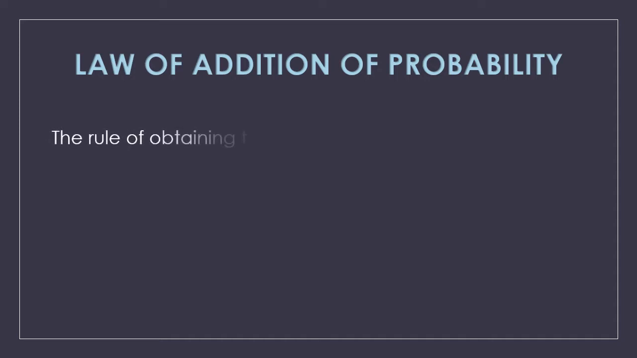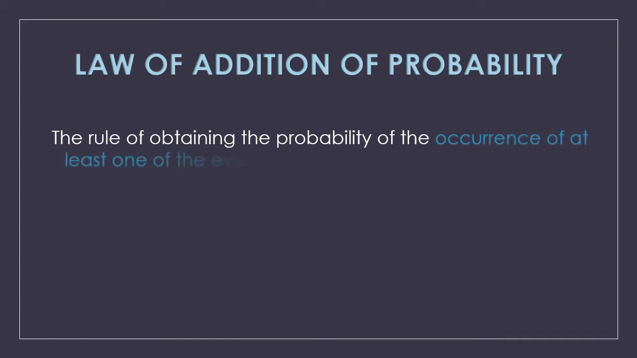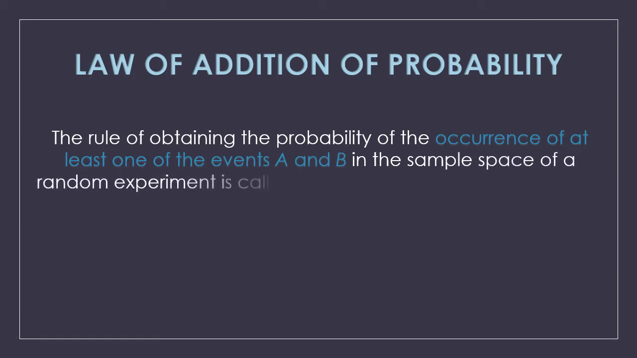If I want to define it, it could be the rule of obtaining the probability of the occurrence of at least one of the events A and B in the sample space of a random experiment is called the law of addition of probability. That means when we calculate the probability of occurrence of at least one of the two events A and B, that means either A happens or B happens, or maybe both of them happen simultaneously, but at least one of the two events must happen. That probability calculation is called the law of addition of probability.